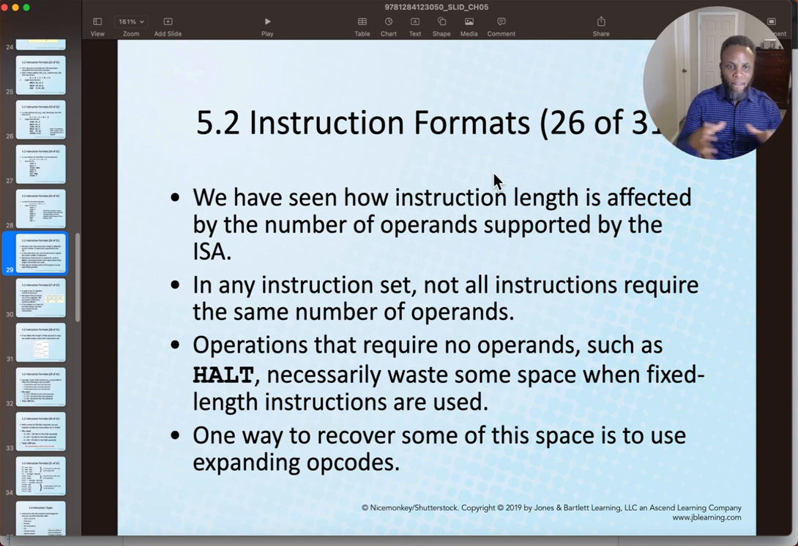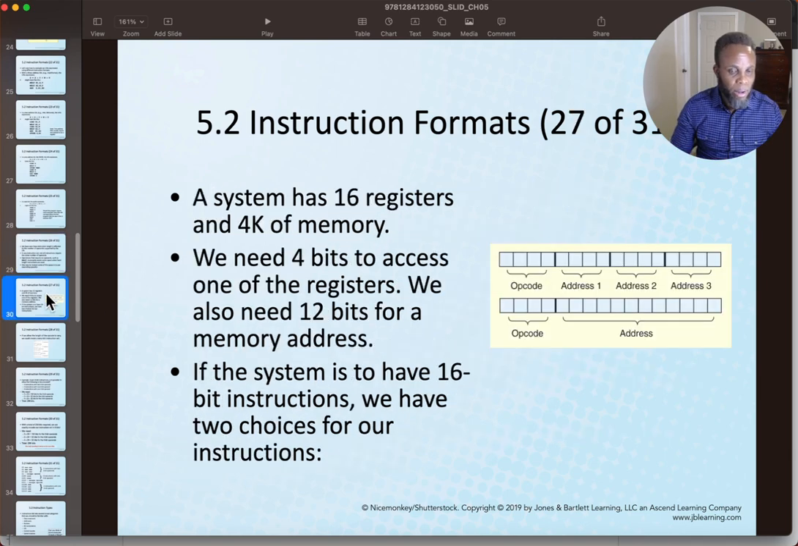Okay? So that's what this slide is saying: instruction length is affected by the number of operands supported by the instruction set architecture. In any instruction set, not all instructions require the same number of operands. As you can imagine, a load instruction typically requires just one operand. A multiplication instruction requires two operands. So not all instructions have the same number of operands. And I think this is what this slide deck is talking about.